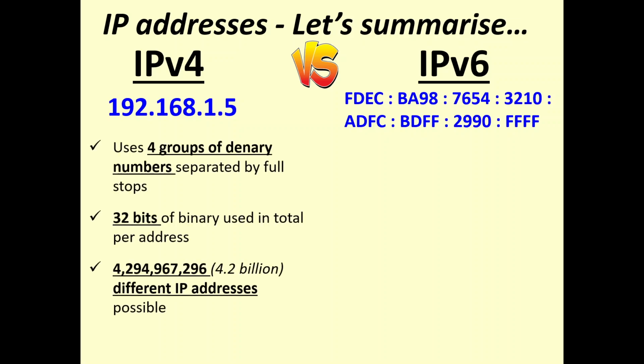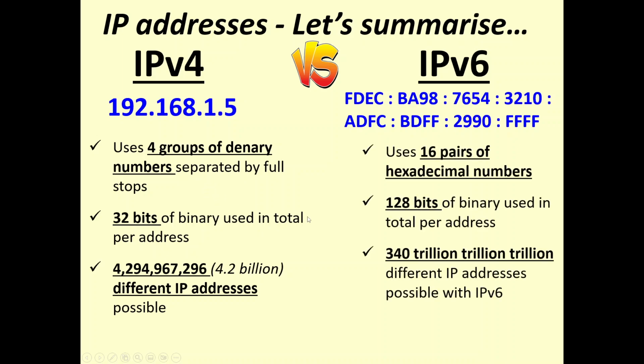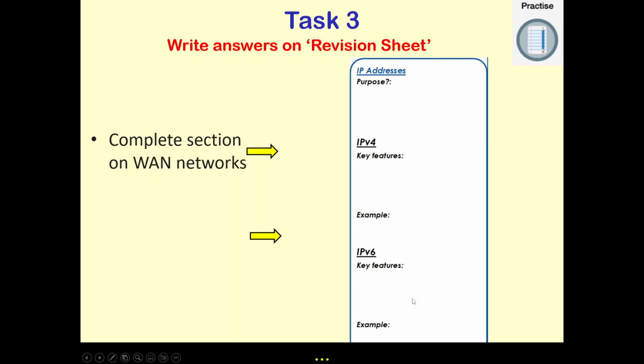So, IPv4, 4 groups of denary numbers separated by full stops, between 0 and 255. IPv6, 16 pairs of hexadecimal numbers. Complete this section now. Purpose, IPv4, IPv6. Pause the video, then continue when you've finished.